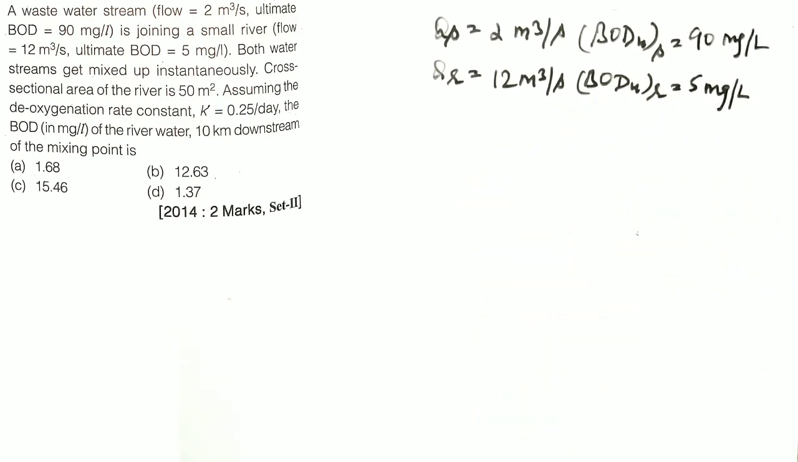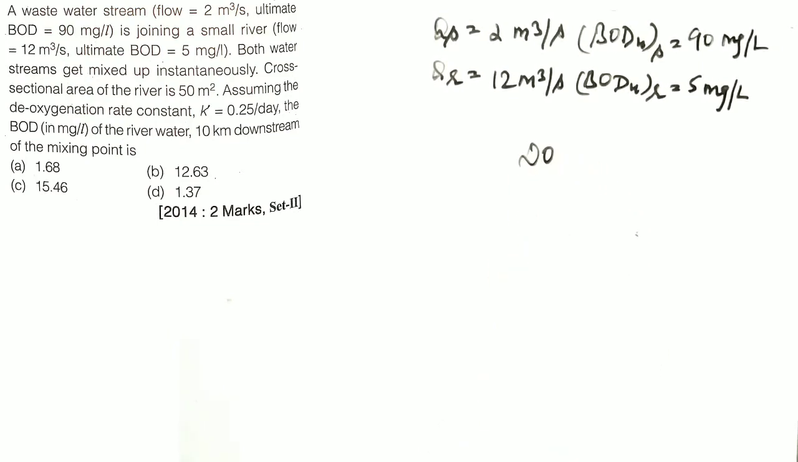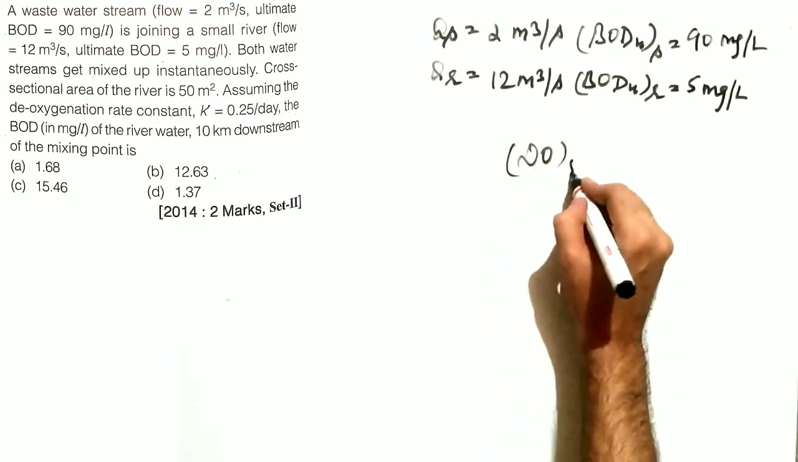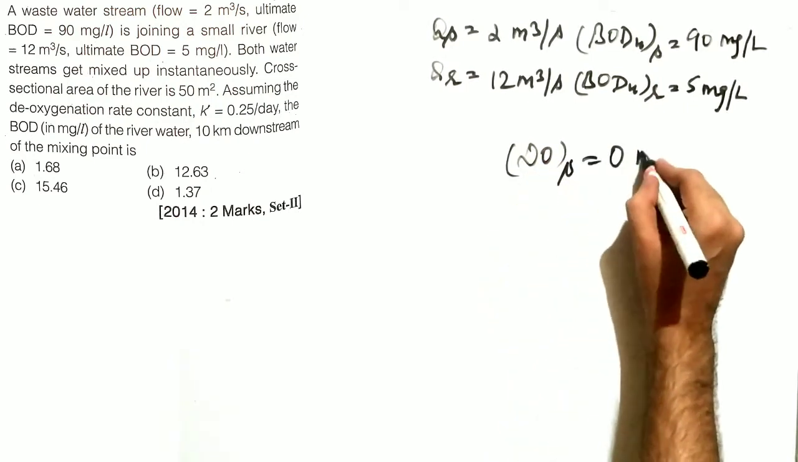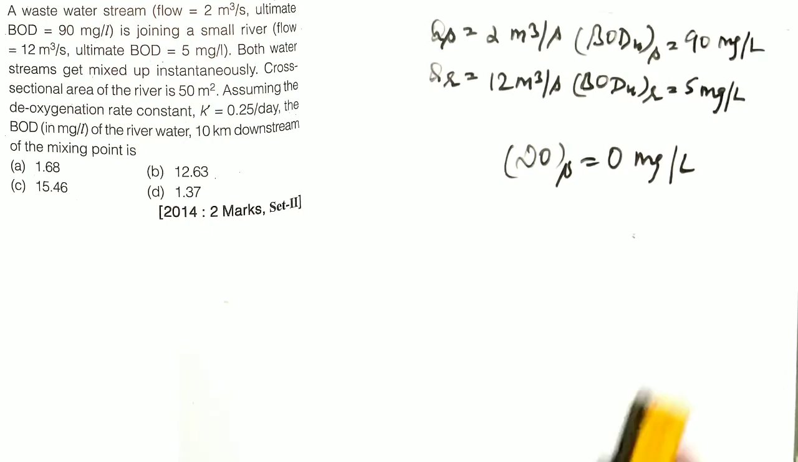Also, suppose in some questions you require the value of dissolved oxygen, and it is not given for the sewage. Then for sewage you can assume it as 0 milligram per liter, because we always assume that the sewage is totally dirty, it is full of organic content and there is no scope of dissolved oxygen in sewage, so you can assume it as 0.